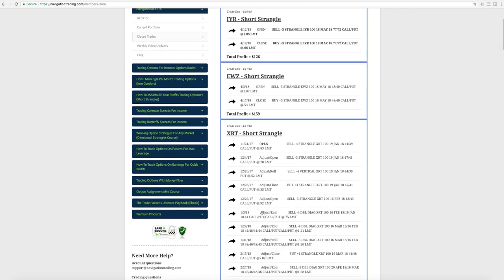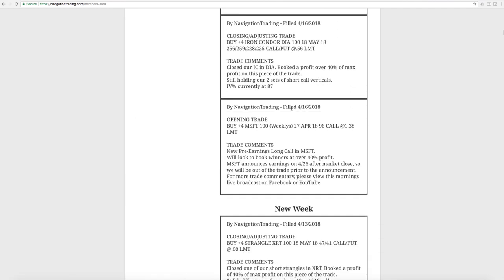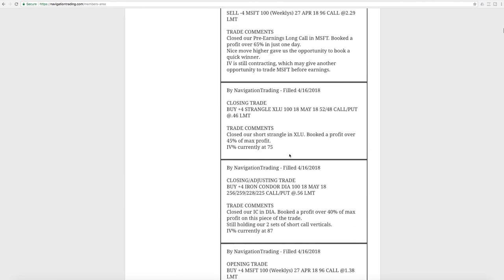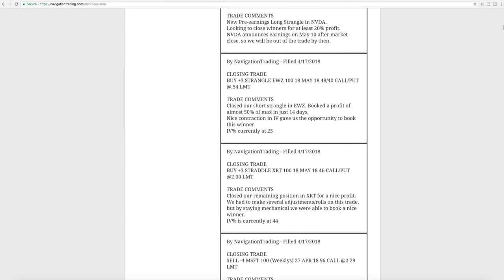Next trade was in EWZ. So we're still on the closed trades. Sorry. Let's go back to the alerts. So that was DIA, XLU, Microsoft, XRT. Okay. So EWZ.